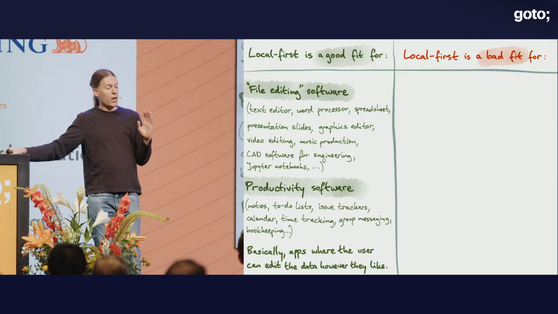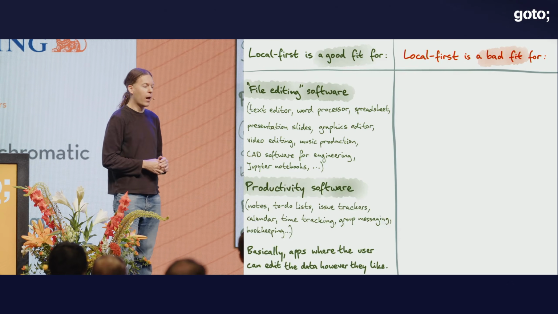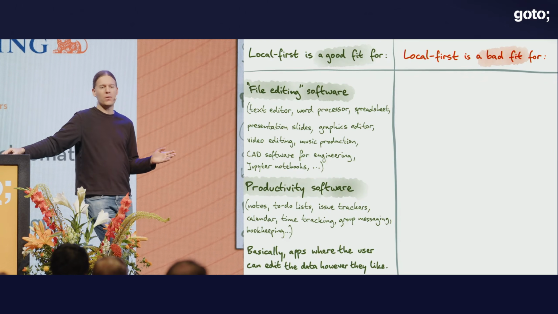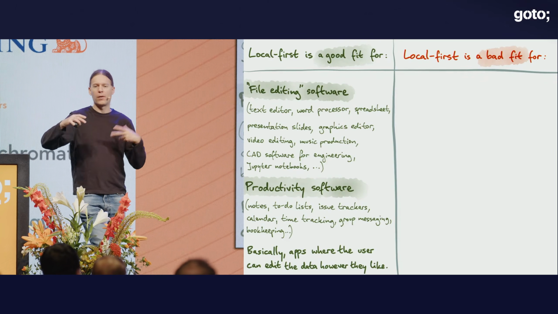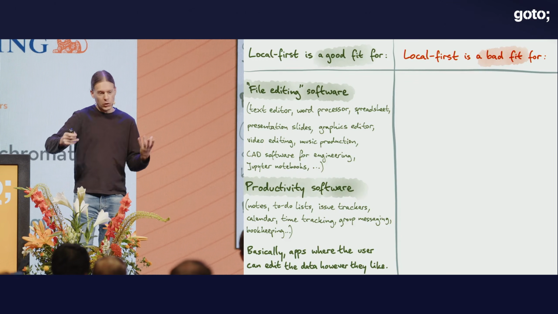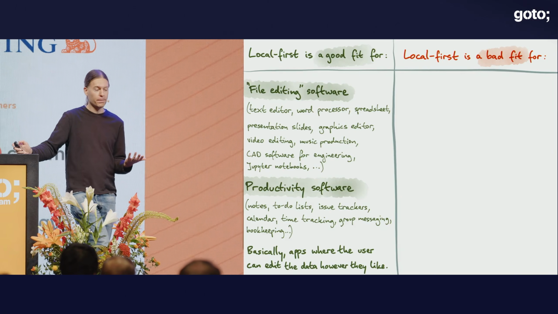Another type of software where local-first works well is, broadly speaking, productivity software. And what I mean by that is note-taking, to-do apps, issue trackers, and those types of software where it's a team collaborating on something. But again, it's essentially user-created data that the user wants to be able to update in whatever way they like.